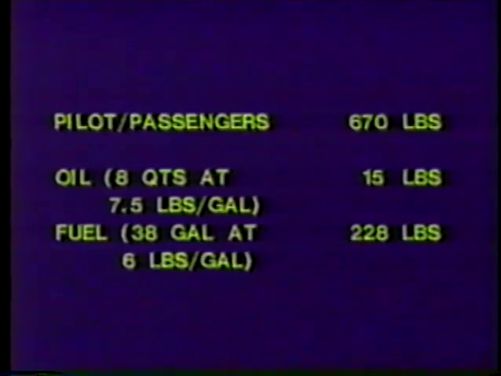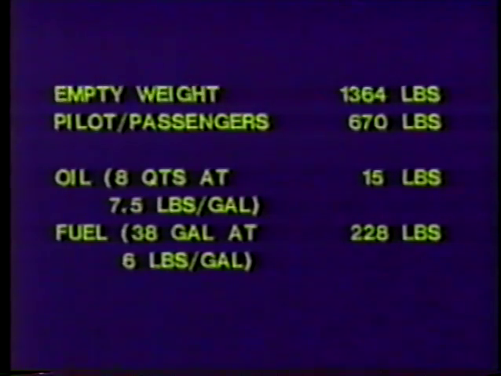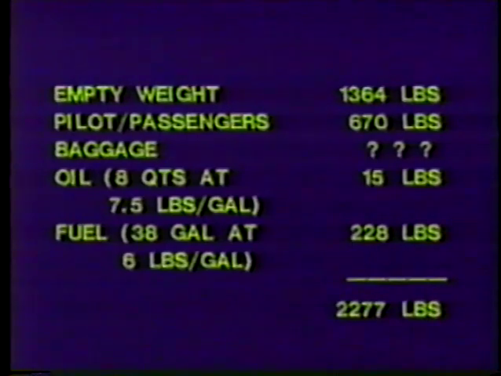In this case, the oil weight is not included in the airplane's empty weight. The fuel tanks are filled to capacity of 38 gallons. The total weight of pilot and passengers is 670 pounds. The airplane's empty weight is 1,364 pounds, and a maximum gross weight is 2,300 pounds. How much baggage can you carry without exceeding the maximum certified gross weight of the airplane? List each item by weight and total these figures.